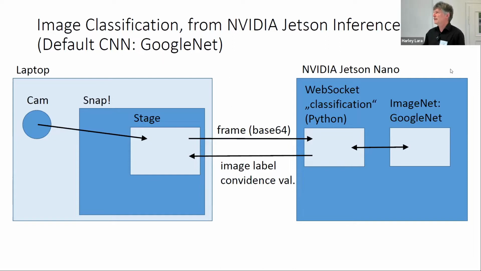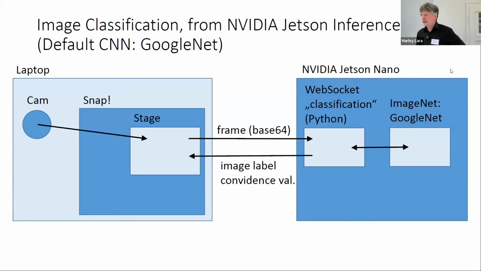through a WebSocket, for example, where it then has to be decoded again. On the right side you see the NVIDIA Jetson Nano computer, and the team developed the WebSocket named Classification in Python, which receives the frames, unpacks them so it makes an image again, and then passes it over to the ImageNet software. By default, the Jetson Inference software uses the GoogLeNet CNN, right? But it's highly configurable, so you can of course change the network you would like to use.